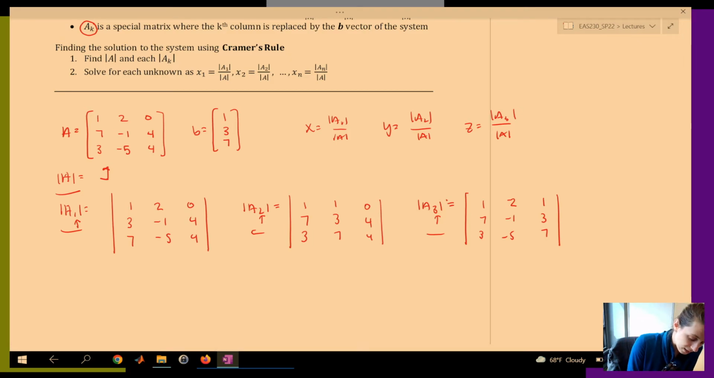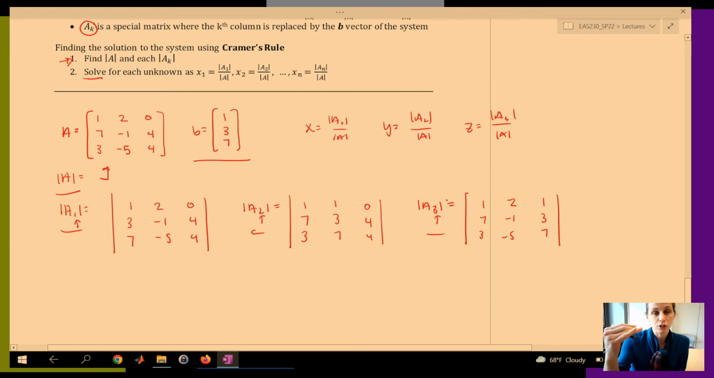So our process is to find all of our determinants. So find the determinant of A. If it's equal to 0, you're done and you can't do anymore. If it's not equal to 0, then you can go ahead and find the determinant of A1, determinant of A2, determinant of A3, however many columns in A you have. Just replace them systematically one at a time with your B values. Once you have all your determinants, go ahead and solve for your unknowns. Take each AK, divide it by the determinant of A, and that will give you your answer.